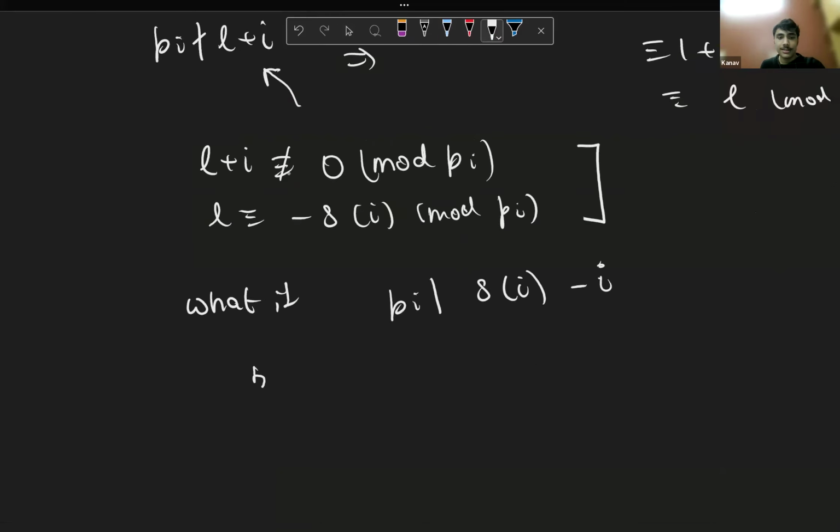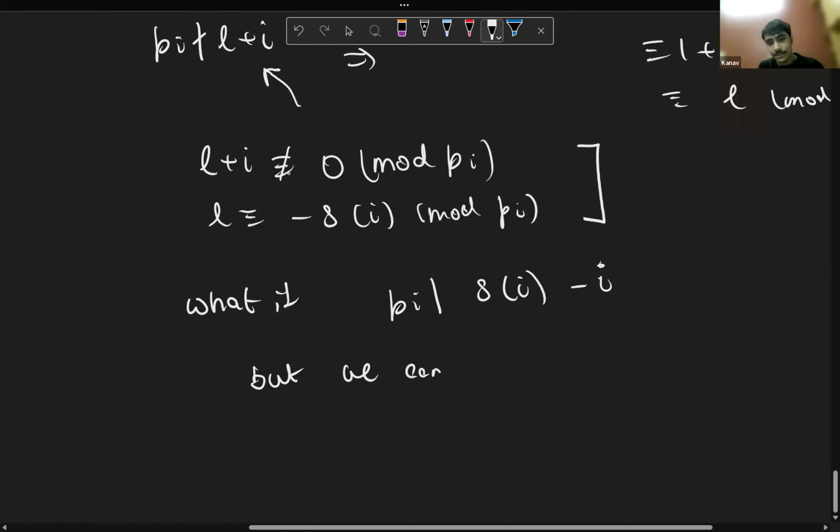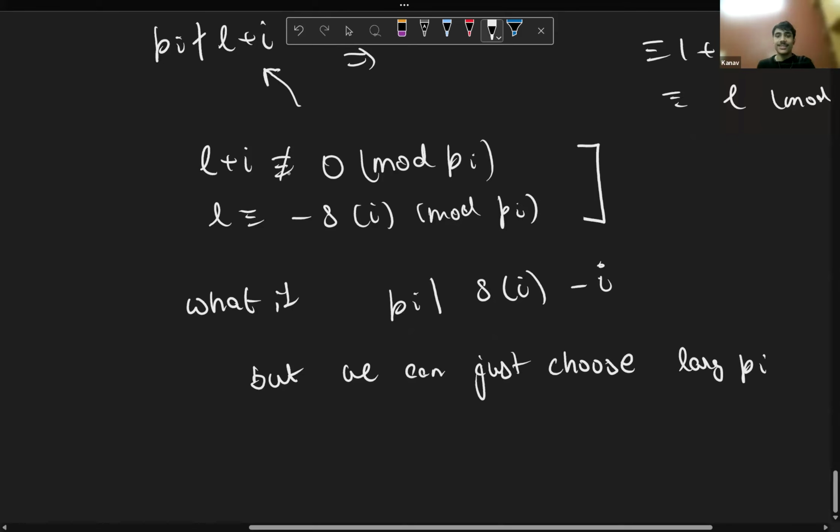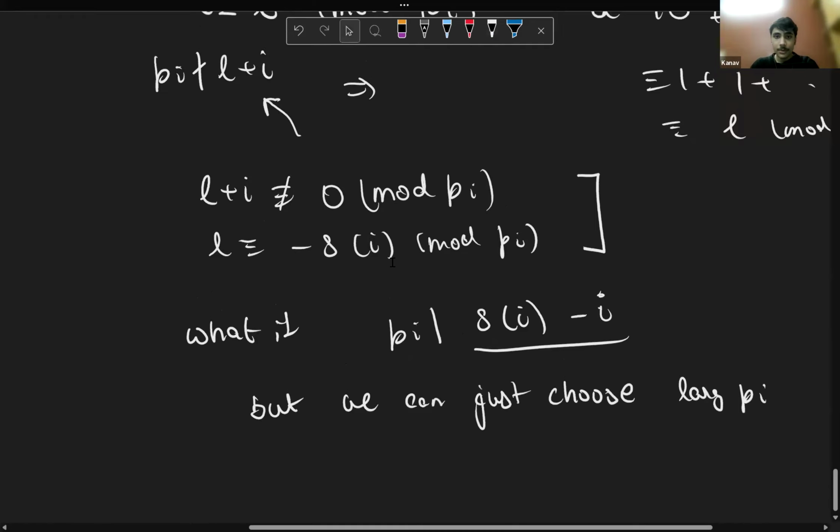But there are way too many numbers. We can just choose large Pi. i is fixed, i is from 0 to n. We just choose large Pi, like Pi bigger than N. This is obviously smaller than N. So that's it. Done. So I'll repeat the proof.